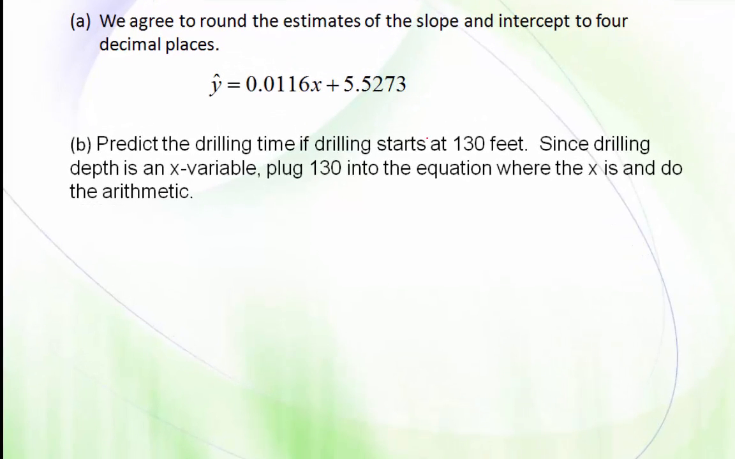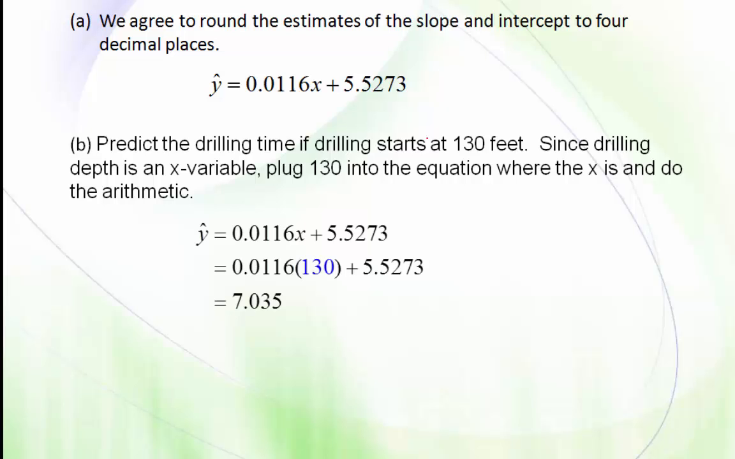Predict the drilling time if drilling starts at 130 feet. Since drilling depth is an x variable, all we do is plug 130 into that equation and do the arithmetic. That tells us that the predicted value for 130 feet is 7.035.